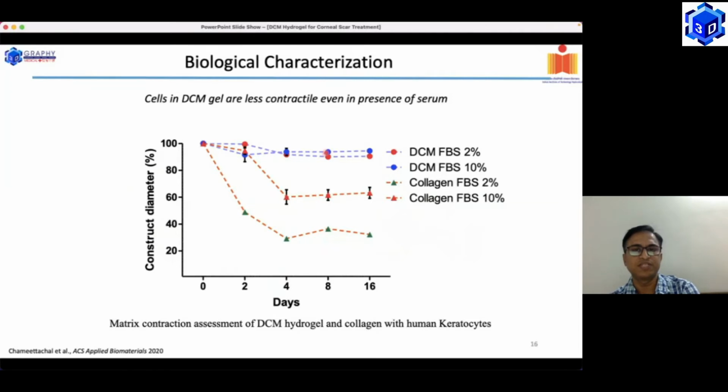But in case of DCM, the reduction is not much, maybe around 5-10%, not more than that. But in case of collagen, the reduction is huge. So that means in this case, the cells are mostly going towards myofibroblast.